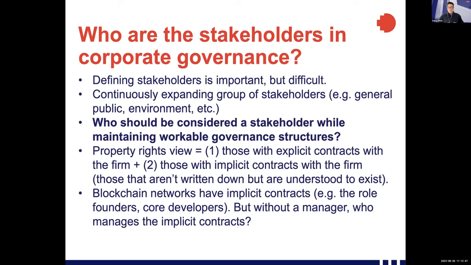What they are is that they're managed by management within that firm. That's the role of management, not just to deal with explicit contracts, but to make payoffs and negotiate implicit contracts within the firm. Now, blockchain networks are often thought of in a formal sense of the explicit contracts that make up the protocol, but there are also a whole range of implicit contracts around and within these networks.